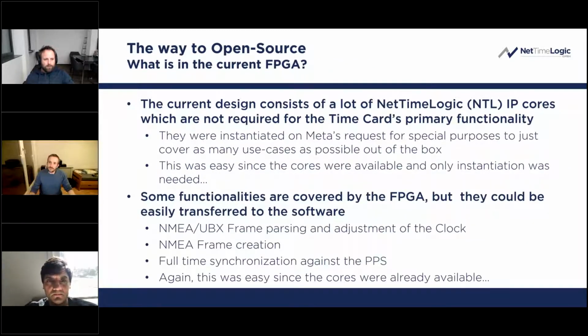Now let's go one step back again in the current design. We have seen there are a lot of IP cores from NetTimeLogic in, but not all of them are required for the time card primary functionality. We have instantiated quite many cores like IRIG slave, IRIG master, some frequency counter, and a lot of stuff like that. This was just done on request for special purposes and to create a system which covers as many use cases as possible. This was quite easy for us since the cores were already available and we only had to instantiate them. That's the reason why there are many more cores in the design than really required for the primary functionality.